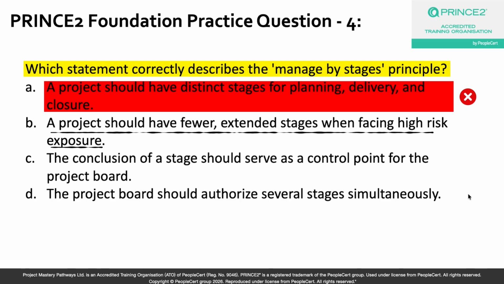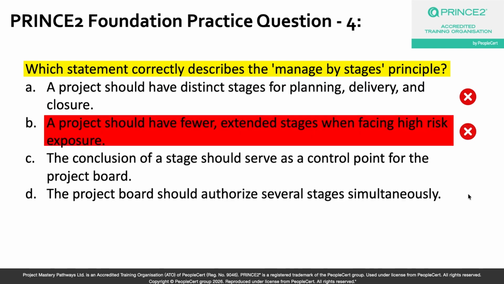Shorter stages offer more control and minimize risk exposure, okay? And that is one of the key factors in determining how to divide a project into stages. So when risk is high, you want more frequent review points, which means shorter stages and not longer ones, okay? So fewer extended stages in a high risk environment is not something ideal within PRINCE2, and that is why option B is an incorrect answer choice.